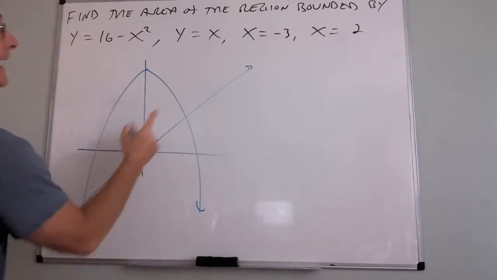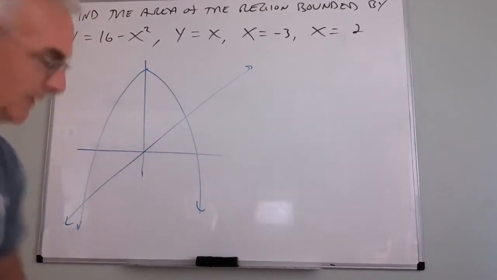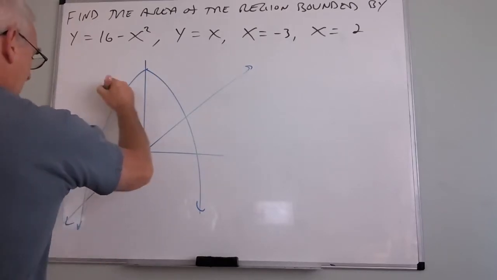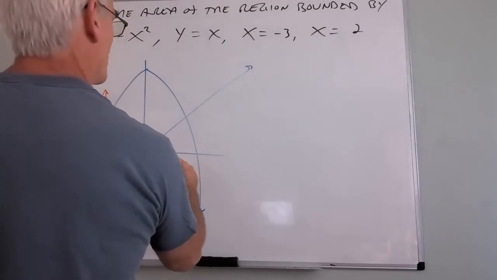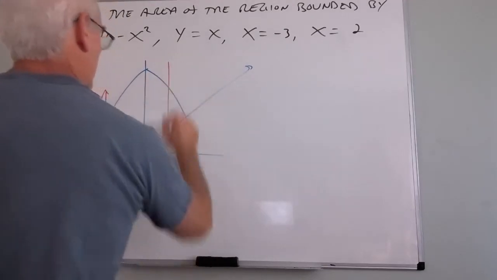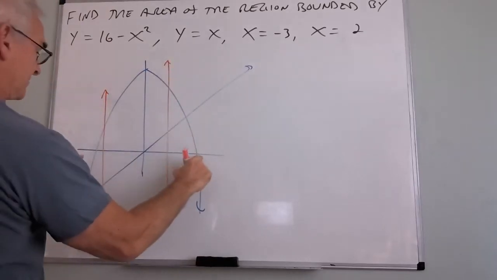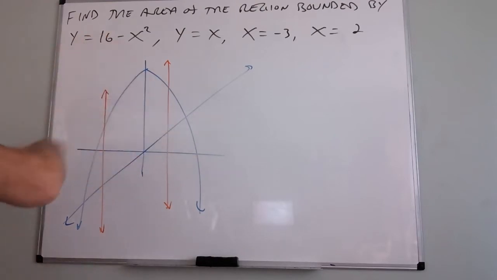I've got x equals -3. x equals -3 would be about here. And x equals 2 will be about here. How do I know that? Well, because that's 4 and -4. All right. So I got a lot of stuff going on here. Oh, this is why I needed to draw a picture. I have a downwards opening parabola. I have a line, and then I have 2 vertical lines here.